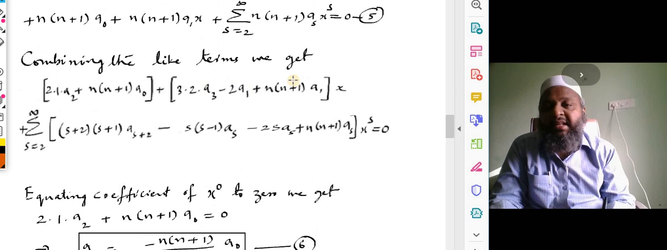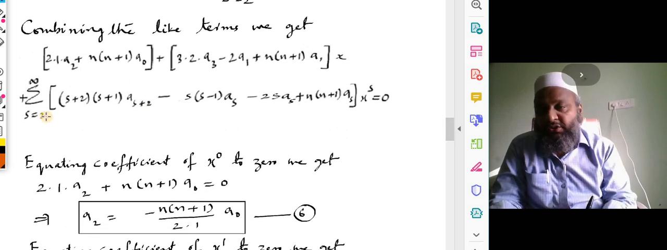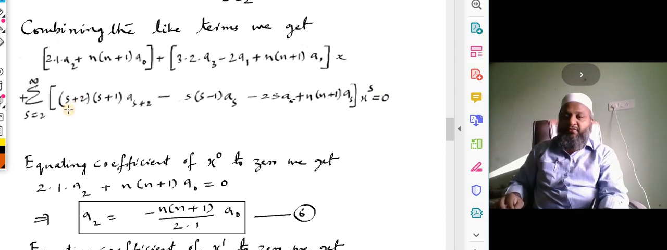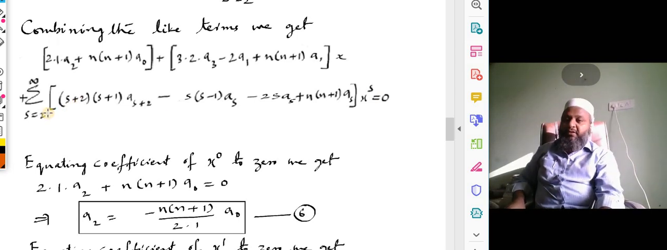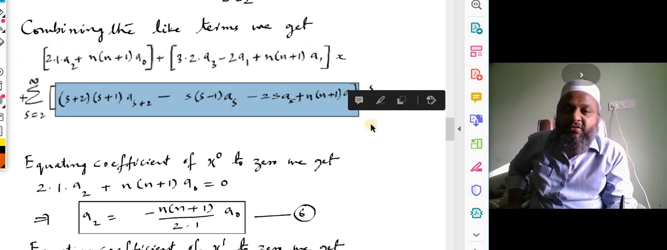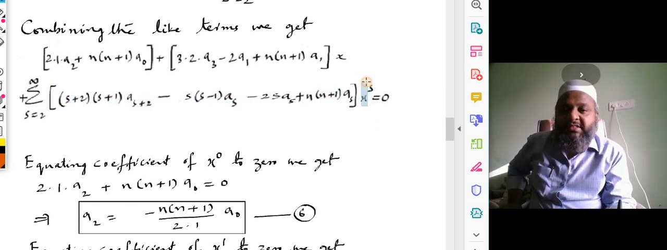Now combining the like terms, this is constant term, this is x term, and remaining all common terms are from x square onwards. So writing that summation for x to the power of s, combining all the like terms of all the summations, it is just this much. So this is the coefficient of x to the power of s.